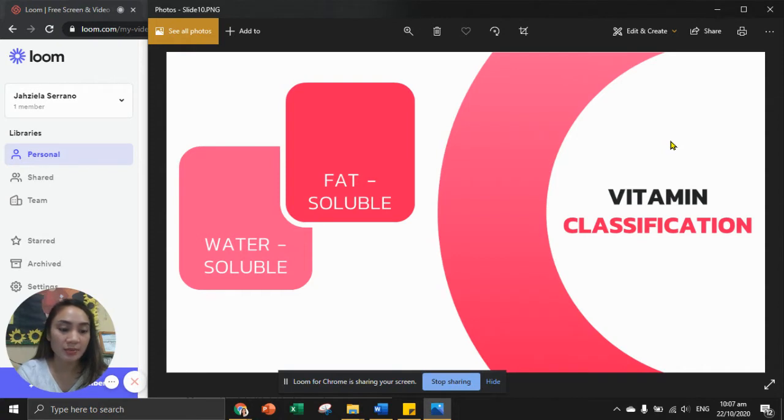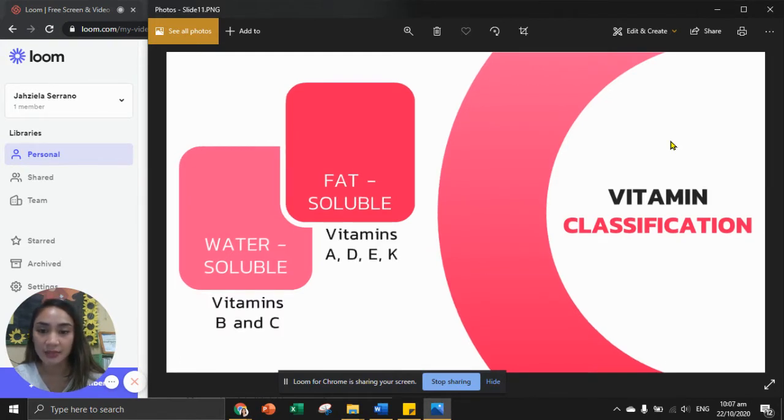So hopefully you remember this by your previous classes kung ano yung dalawa. So we have vitamins B and C under water soluble, and under fat soluble we have vitamins A, D, E, and K. So madali lang tandaan kasi dito B and C lang, and then sa fat soluble ADEK yung ating vitamins, A, D, E, K.